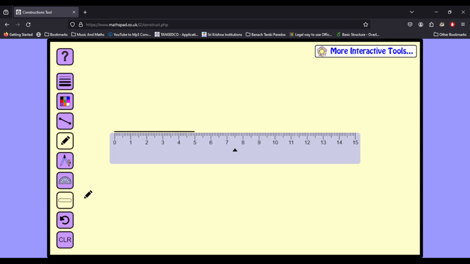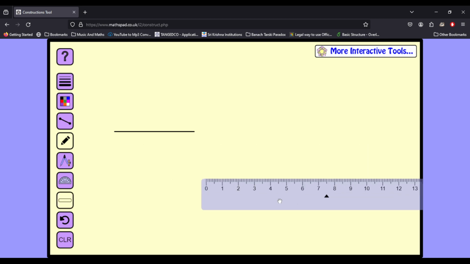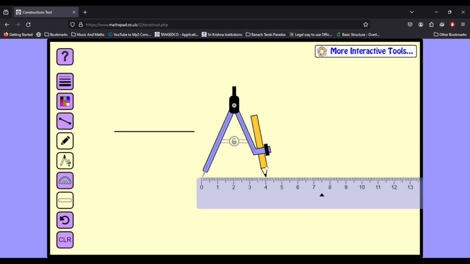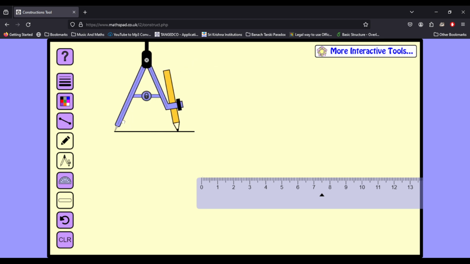So taking a compass, I'll keep the ruler here, and taking a compass, I'll measure 4 centimeters. This is centimeters, I believe. So I'll measure 4 centimeters. I may be a bit off, but it wouldn't matter, right? So this is 4 centimeters, and I'll go and place this compass over here, and I'll draw an arc.